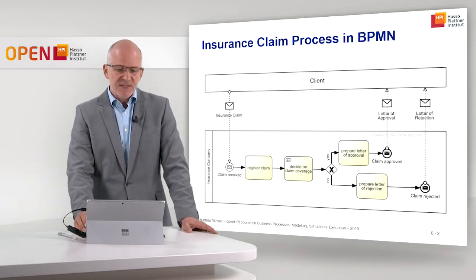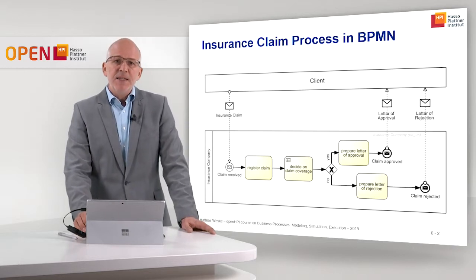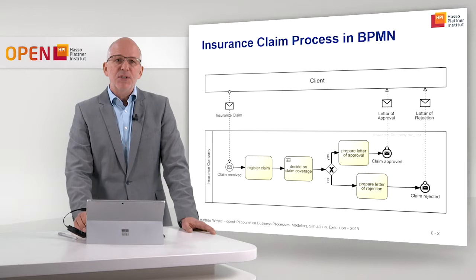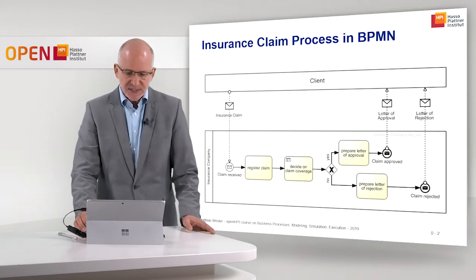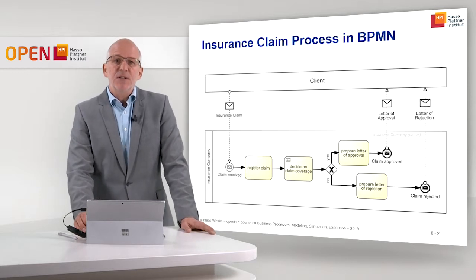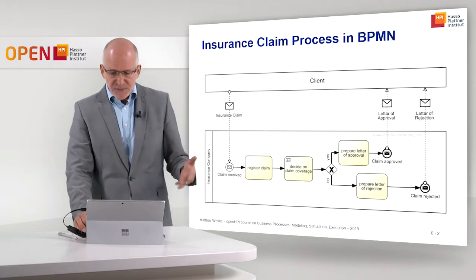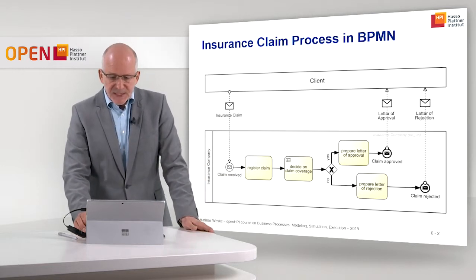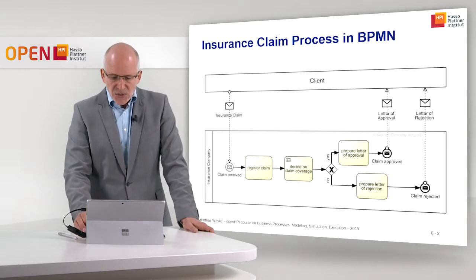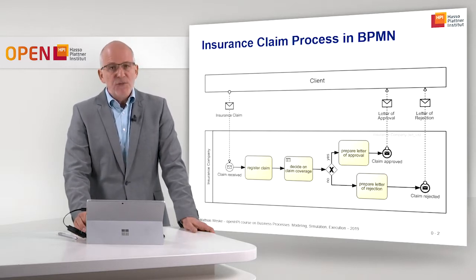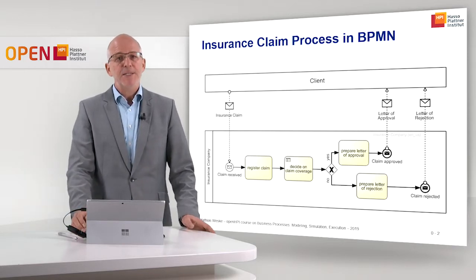And on this slide, you see the first BPMN diagram. This specifies a process involving a client and an insurance company. The client sends an insurance claim to the insurance company. The claim is registered. Then there is a decision on the claim coverage. And then either the claim is covered, in which case a letter of approval is prepared and sent back to the client, or a letter of rejection is prepared and then this letter is sent back to the client.